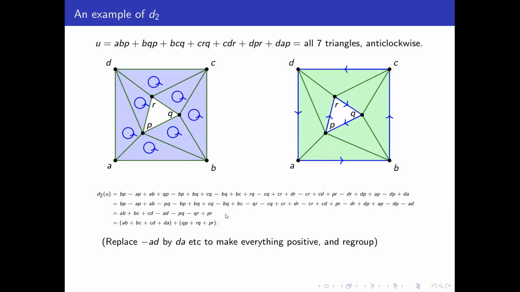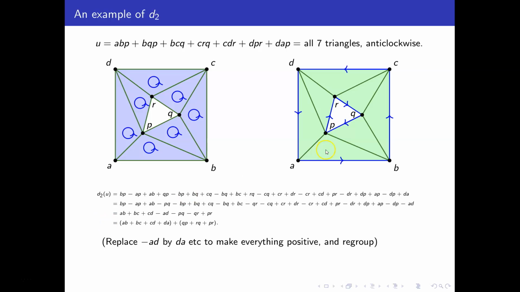And let's just kind of regroup these a bit. So we've got an AB here, and a BC and a CD, and then I've got a minus AD. It's convenient to rewrite that as a plus DA. And then over here, you've got the minus PQ, I'm going to write as QP, the minus QR, I'm going to write as RQ. So we've written everything, so now the coefficients are all positive.